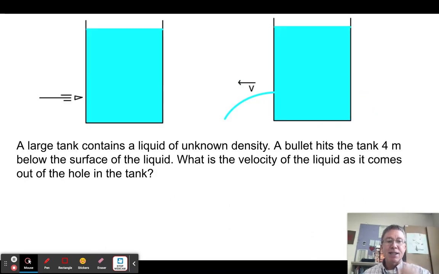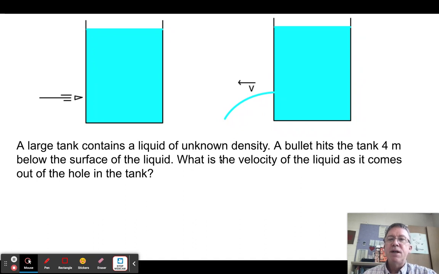Now, a classic example of this that you'll probably see on the AP test, it's a very, very common question to ask, is this. I have a large tank of water and I shoot a bullet into it and it punctures it at a certain depth and the water comes out. A lot of times they're going to try to combine it with two-dimensional kinematics, and ask you where this is going to land. But the bottom line is I need to know what the velocity is that the liquid comes out with.